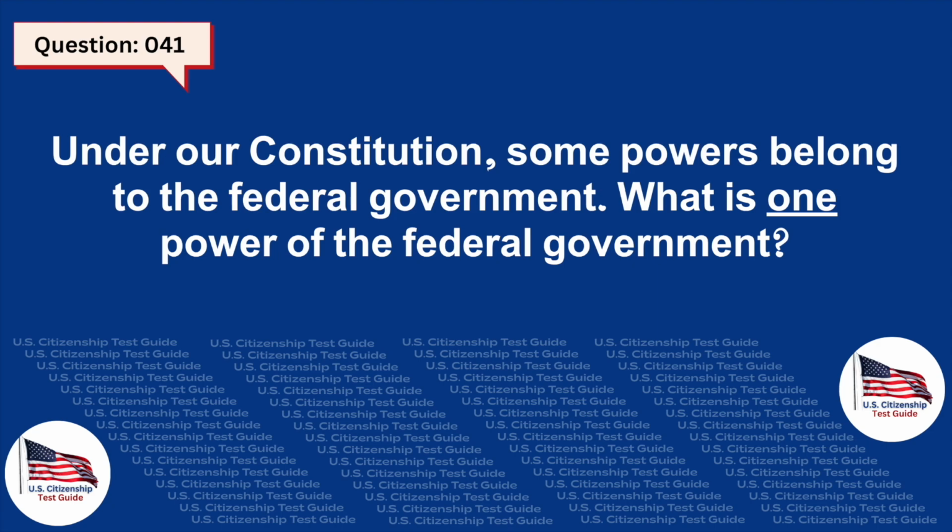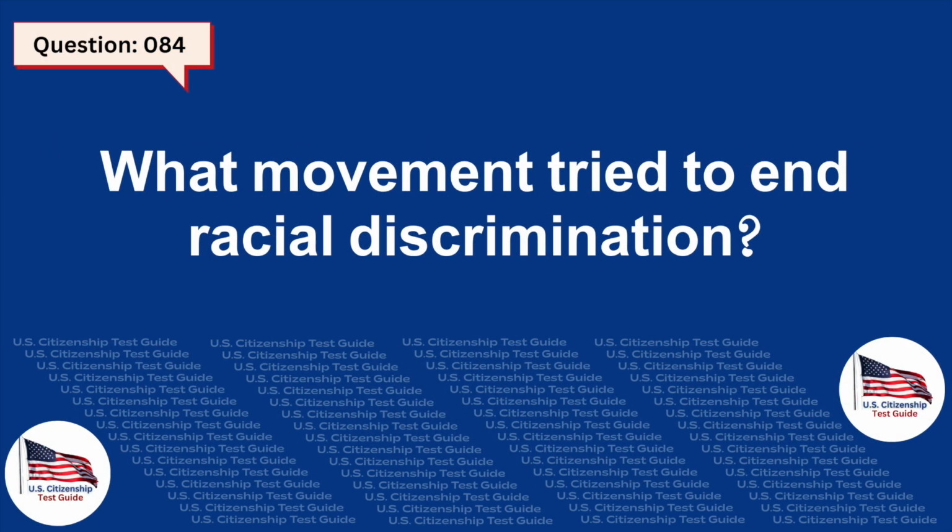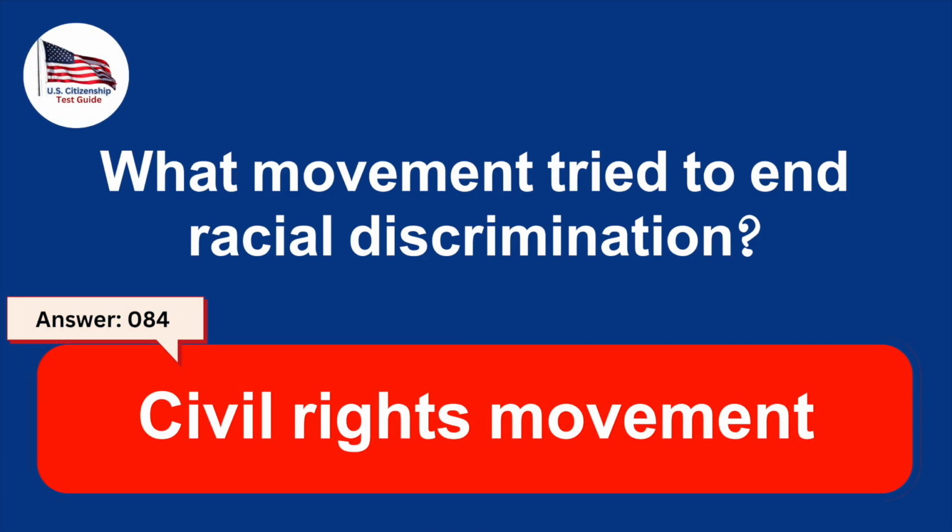Under our Constitution, some powers belong to the federal government. What is one power of the federal government? To print money. What movement tried to end racial discrimination? Civil rights movement.